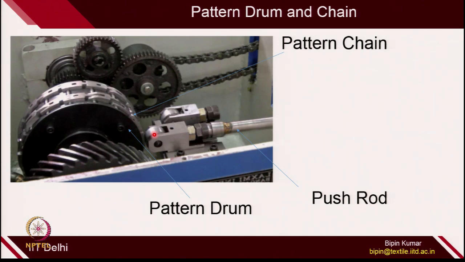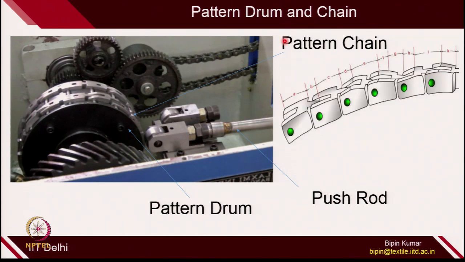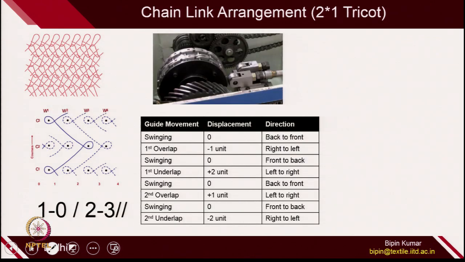But what is more important is the sequence of pattern chain links. These are the links which are placed in a certain sequence, and these chain links are placed on the pattern drum which is shown here. I also gave you one example of how these sequences are used and links are arranged on a pattern drum for making a simple type of structure.